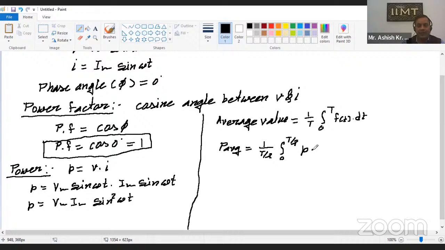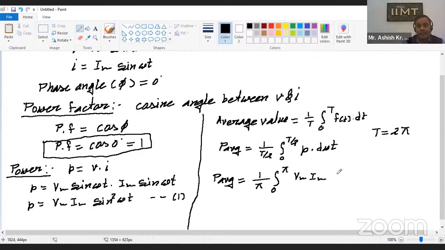The instantaneous value of power is p, integrated with respect to d omega t, and the time period for a sinusoidal waveform is 2 pi. Putting the values of T and p, we get the average power as 1 upon pi, integral from 0 to pi, of Vm Im sin square omega t d omega t.